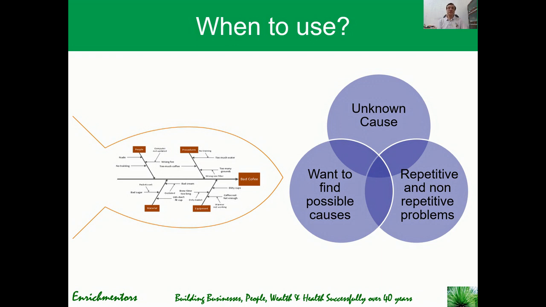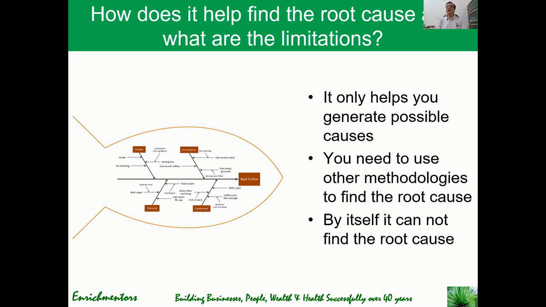By the brainstorming process, by looking at certain categories, you brainstorm and find the possible causes. So how does it help find the root cause? As I was saying earlier, it only helps you generate possible causes. You need to use other methodologies to find the root causes. By itself, it cannot find the root cause.